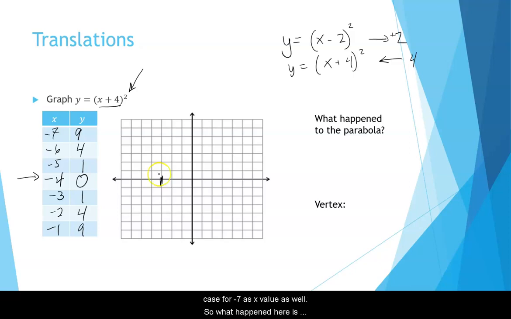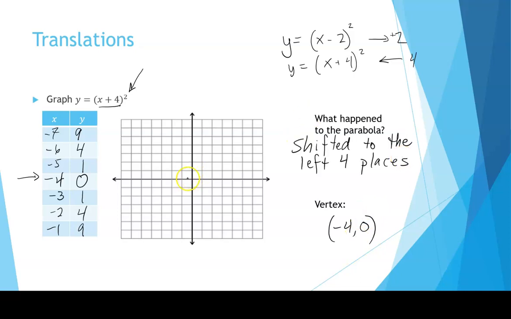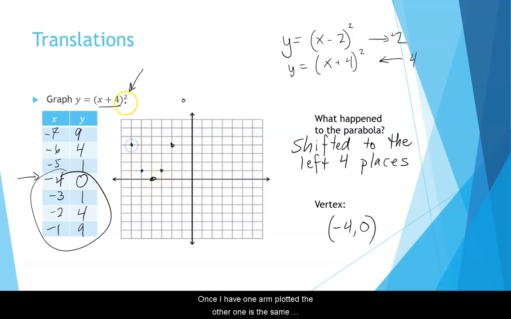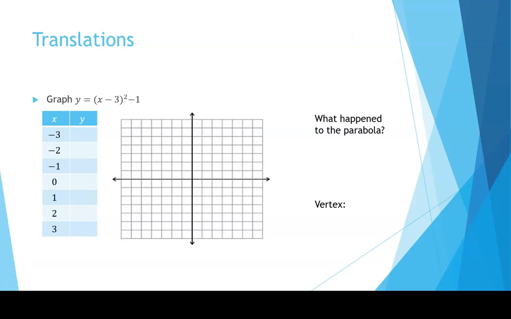So what happened here is our vertex is at negative 4, 0. That means this graph was shifted to the left 4 places. Plotting this, I'm going to start at the vertex, negative 4, 0, and then just plot one arm of this parabola. Once I have one arm plotted, the other one is the same through symmetry, and our parabola looks like that. Let's put these ideas together.